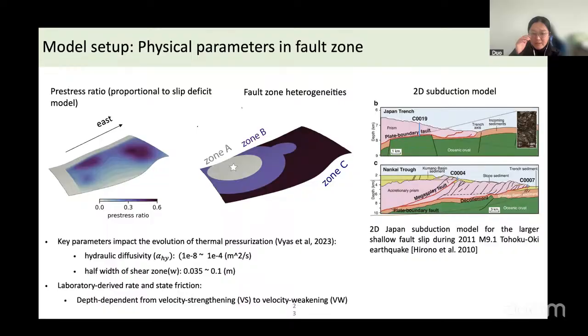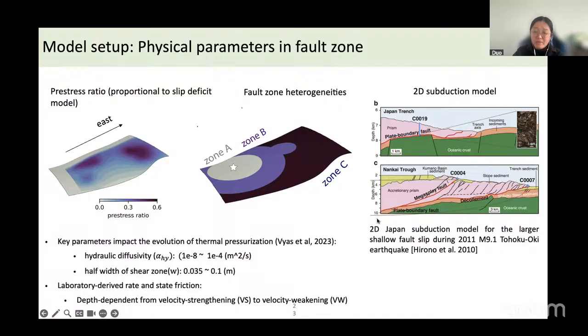So we make a theoretical model. Because there is some preliminary seismic imaging of the subduction interface, they found that in this segment the subduction sediment layer is quite thick compared to the other parts.